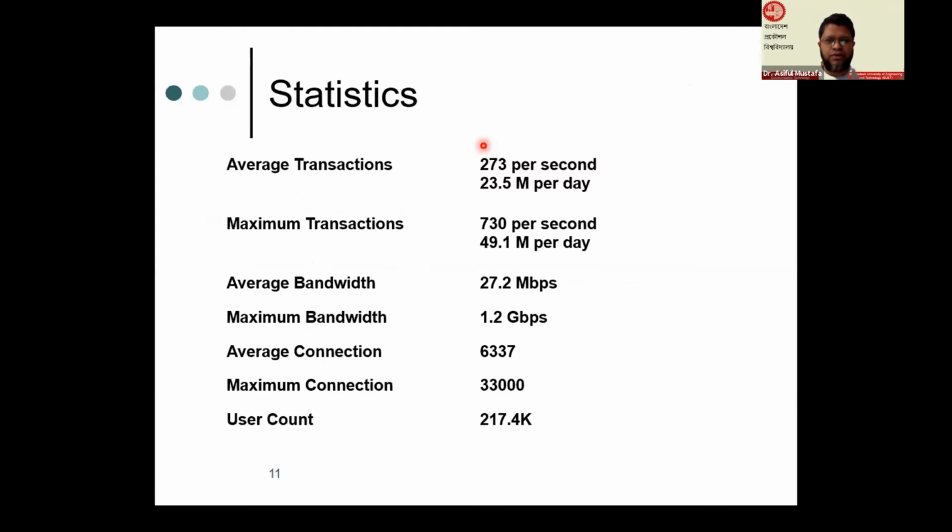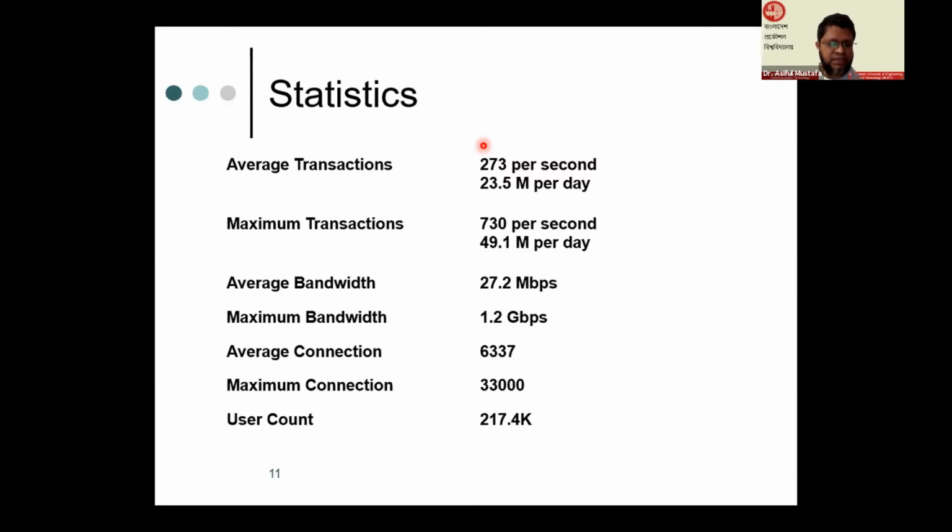So let's go into the data part. First, this is the overall statistics. The average transaction that went through the system was 223.73 per second and 23.5 megabytes per day. The maximum transaction we received was 730 per second and 49.1 megabytes per day. Average bandwidth used was 27 Mbps and maximum bandwidth was 1.2 Gbps.